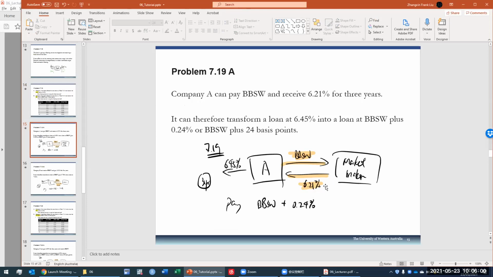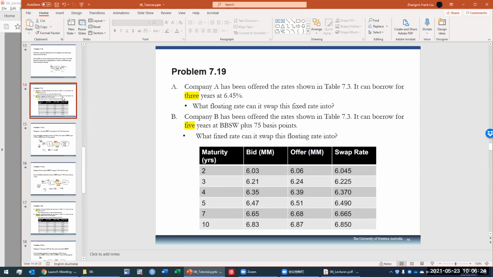So effectively, A is paying bank bill swap rate, receiving 6.21, paying out 6.45. So in net, they pay out 0.24. And that's how you determine A here is paying bank bill swap rate plus 24 basis points, 0.24%, right? The same argument can go for the other 4 examples.